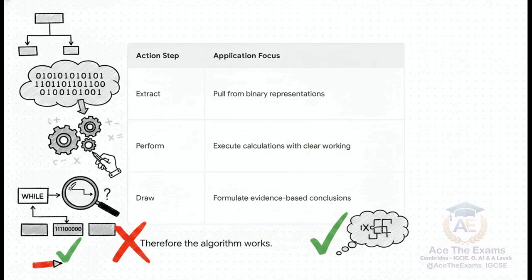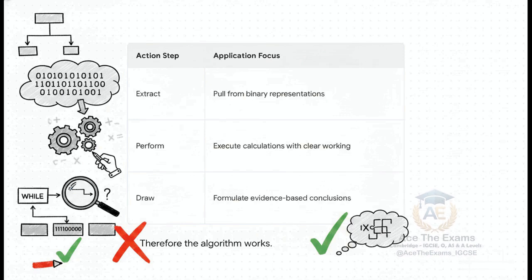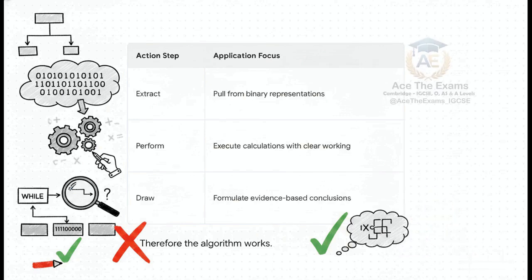The flowchart uses a loop to check the binary numbers. The loop is a while loop. It stops when the binary number is 11110000. Therefore, the algorithm works. Can you spot the exact sentence losing marks? It's that absolute massive leap at the end. Therefore, the algorithm works. It lacks any evidence-based conclusion.